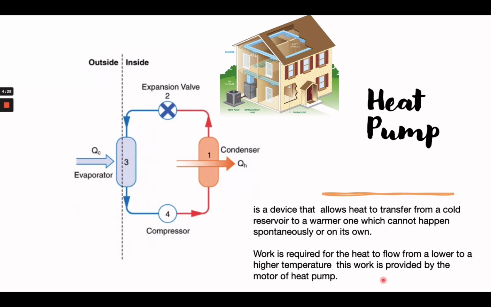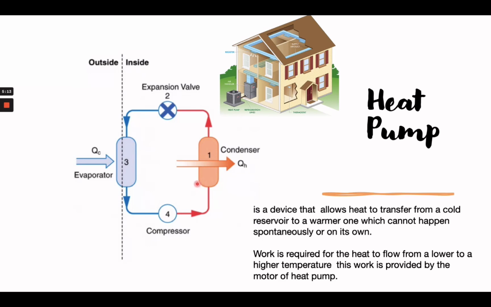Now, how does a heat pump work? For a simple heat pump, it has 4 basic components: condenser, expansion valve, evaporator, and compressor. In the heating mode, heat transfer QC occurs to the working fluid in the evaporator from the colder outer air, turning it into a gas. The electricity-driven compressor increases the temperature and pressure of the gas and forces it into the condenser.